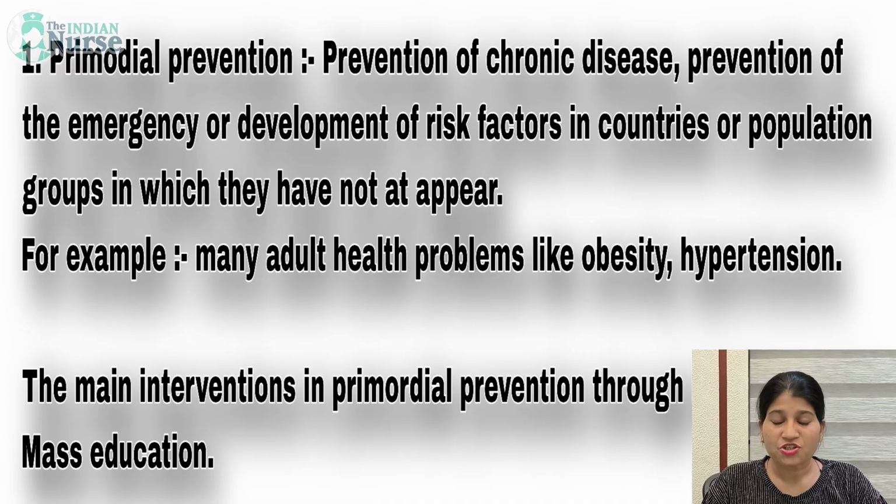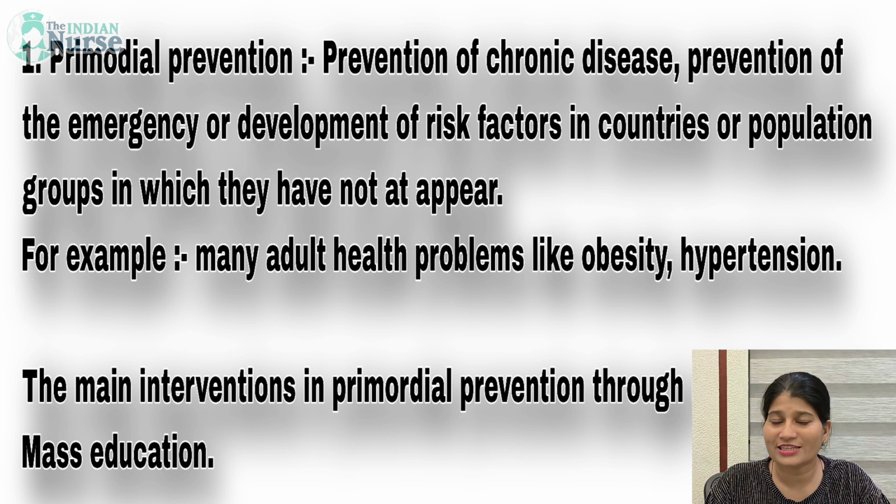Primordial prevention is prevention of chronic disease, that is, prevention of the emergence or development of risk factors in countries or population groups in which they have not yet appeared. For example, many adult health problems like obesity, hypertension. So in primordial prevention, the disease has not yet appeared. For example, in the pandemic situation, corona started in China, but it reached India later. If we had taken primordial prevention during that time, we could have gotten rid of that pandemic. Other examples are obesity, hypertension, or diabetes mellitus.